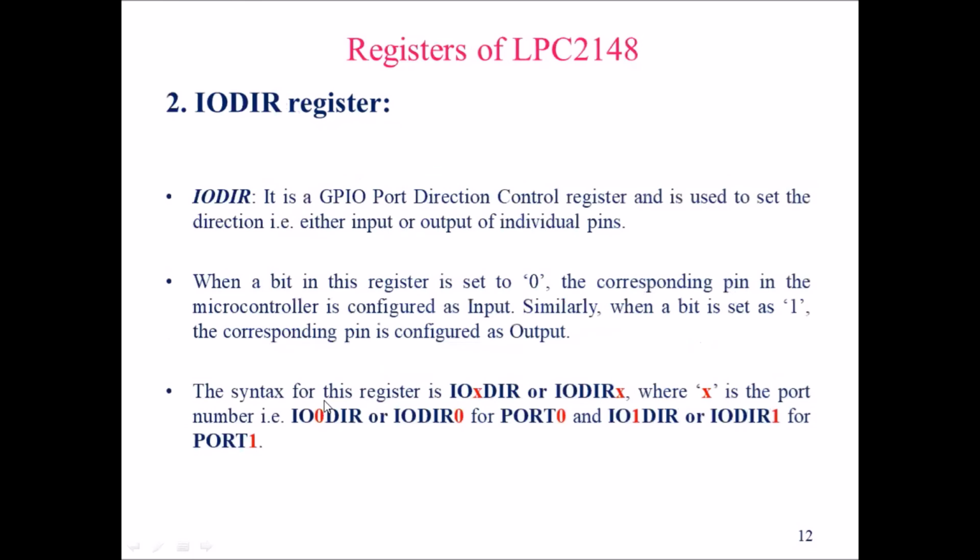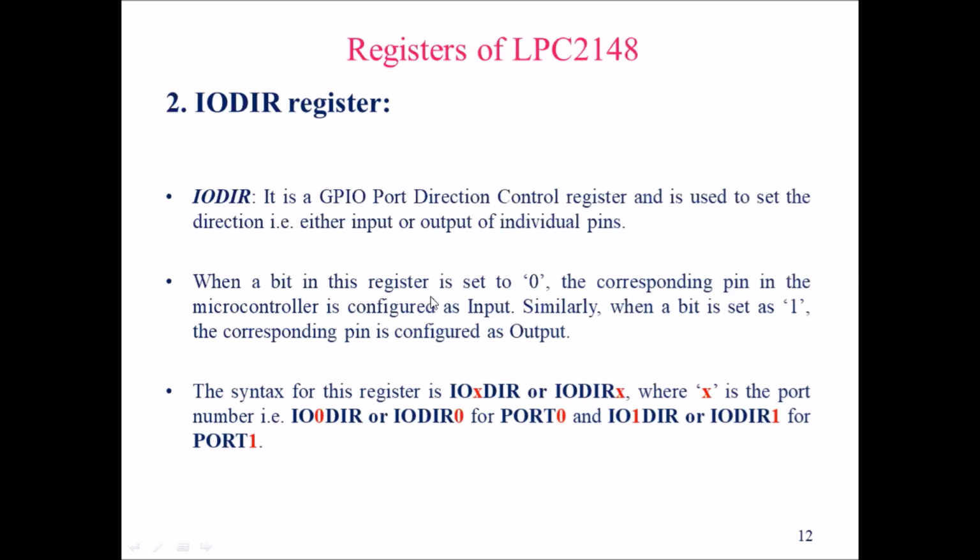The second one is the IO direction register, IODIR register. IODIR is a general purpose input output port direction control register and is used to set the direction, that is either input or output, for individual pins. So by using this register, you can set the direction for the pins, either as input or as output.